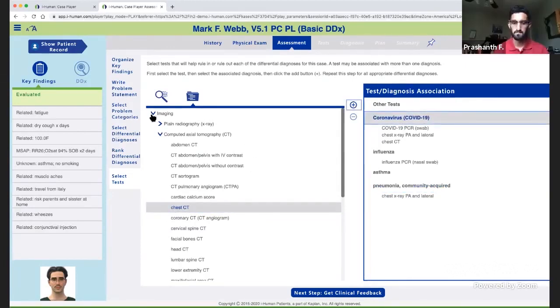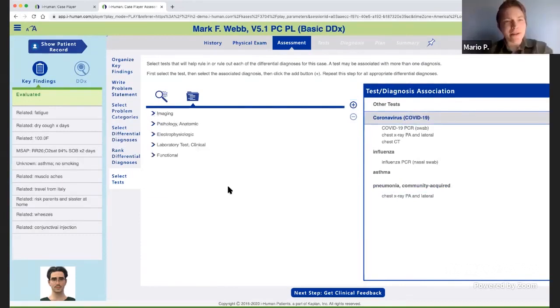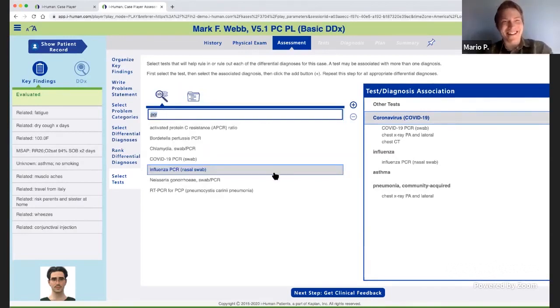Anything else we want to order? Do you have a viral panel? What's a viral panel? I think it's just like a general screen for other common viruses. Okay, do we want to do that? Yeah. It is one of the questions at our health district.